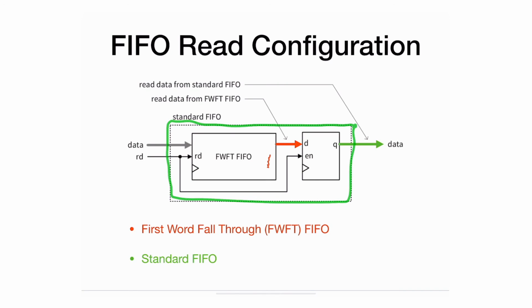So in the next videos, we're just going to focus on constructing the first word fall through. And if you do want the standard FIFO, all you have to do is instantiate an instance of it, put a register after it, and connect them together, and you will have constructed a standard FIFO.